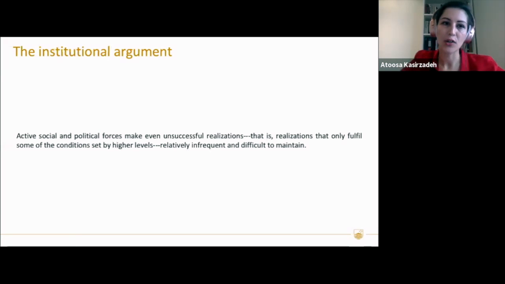The second argument, we call it the institutional argument. And very briefly, it talks about the active social and political forces that make even unsuccessful realizations relatively infrequent and difficult to maintain. So again, remember the realization argument establishes that ethical problems go downward when the realization is satisfied. And realization is satisfied because that's the way this level of analysis of Marr is adapted, or we adapted that, for thinking about the ethics of social considerations of algorithmic decision-making more generally.